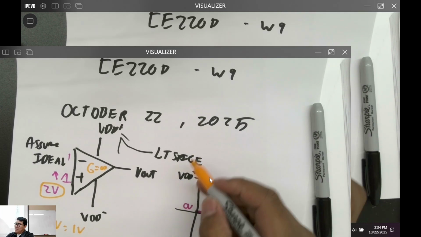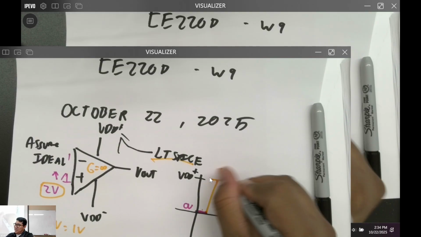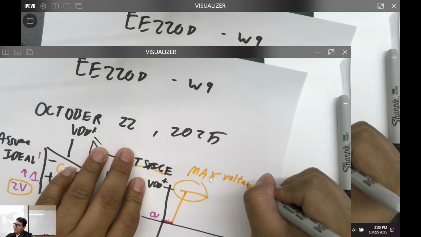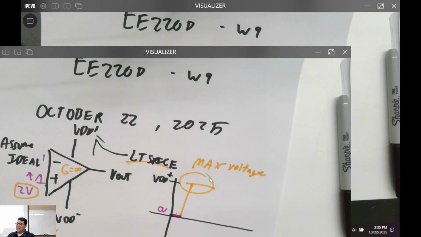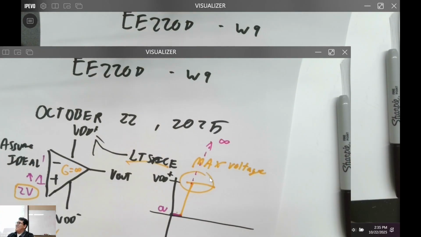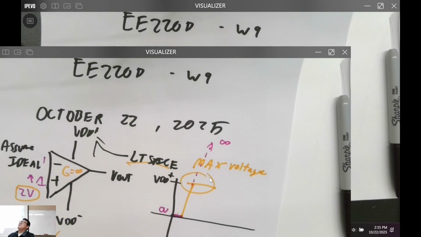But in reality, when you're using the LTSpice model, it's just going to slam to your maximum right here. But in an ideal op amp, the super ideal, it goes all the way to infinity. Does that make sense? Technically you can't have an infinity because infinity is just a concept. It's not a real number. Same thing with zero. That's philosophy. Anyways, does that make sense?